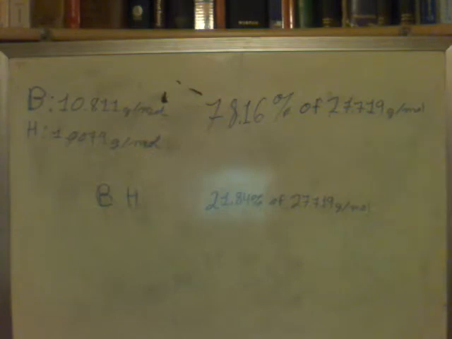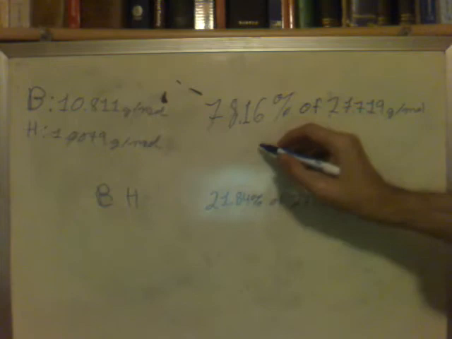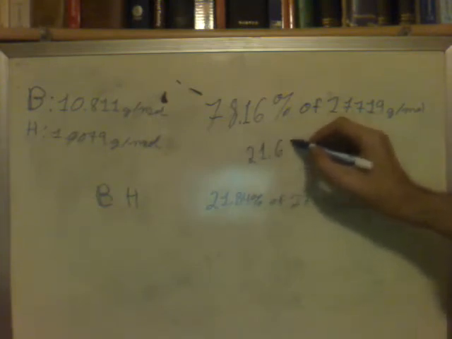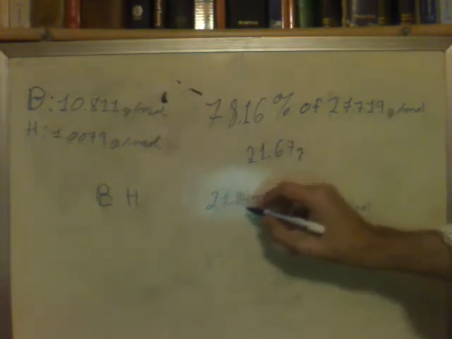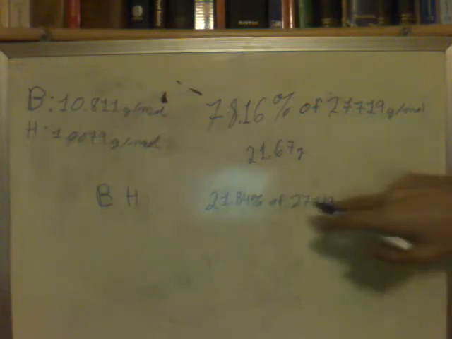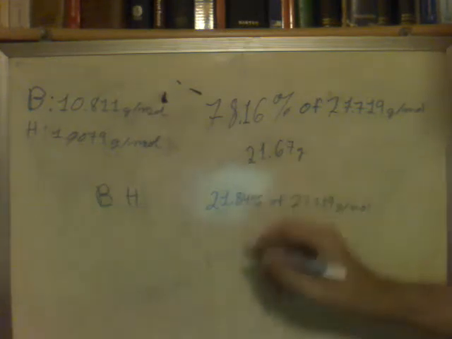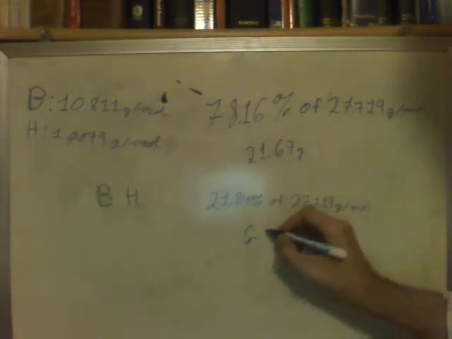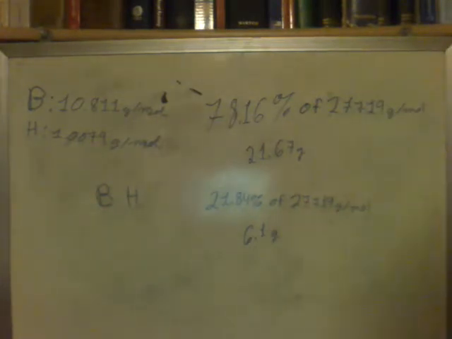And if we take the percentage for this molar mass, multiply this by this, we get 21.67 grams. Do the same thing for hydrogen, 21.84% mass of hydrogen, and this molar mass, 27.719. We get 6.1 grams. Okay. Now what do we do with this?